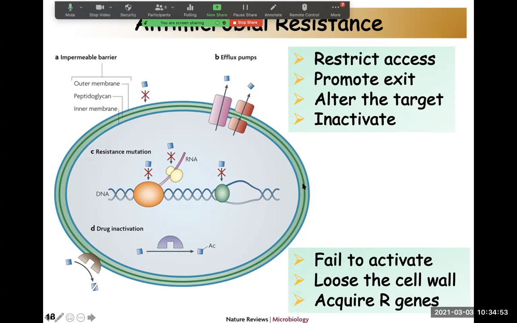So the cell wall provides the structure, right? A rod-shaped bacteria, in the absence of the cell wall, becomes round. But once the antibiotic is gone, they will make their cell walls again, and this is called the L forms. And the other main thing they do, like I told you, is acquire resistance genes, and that is the biggest problem, more than all the others.